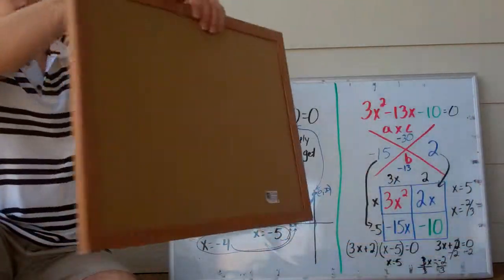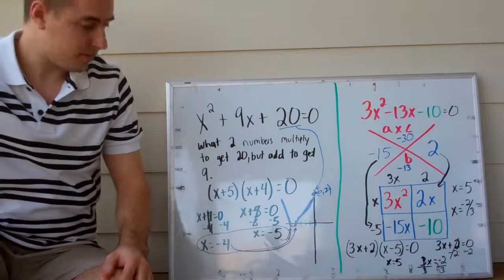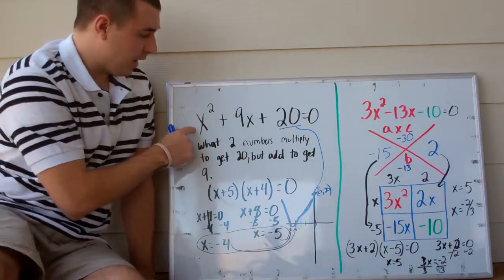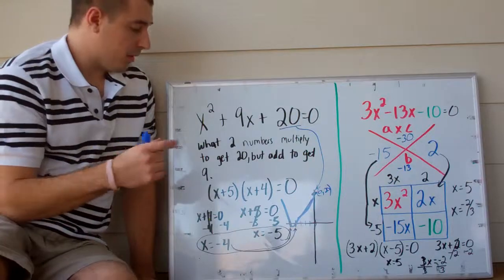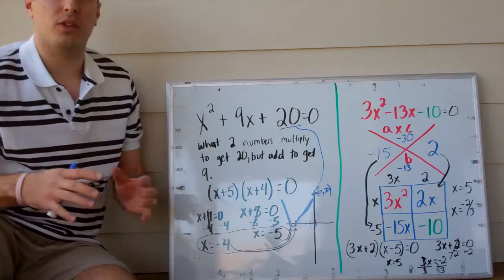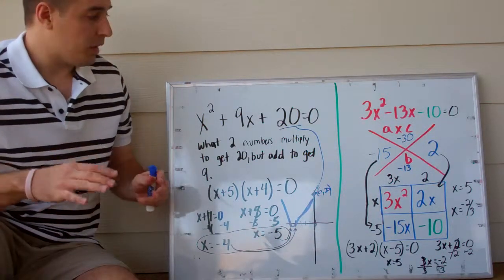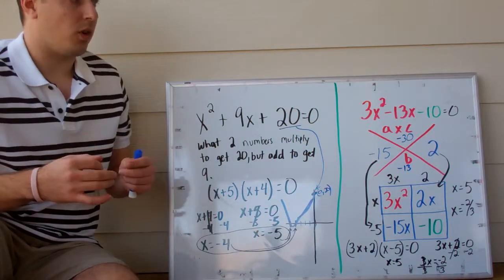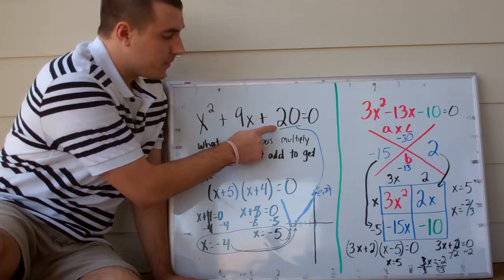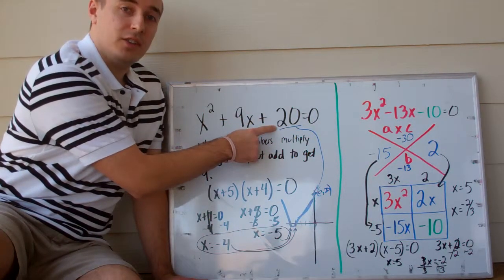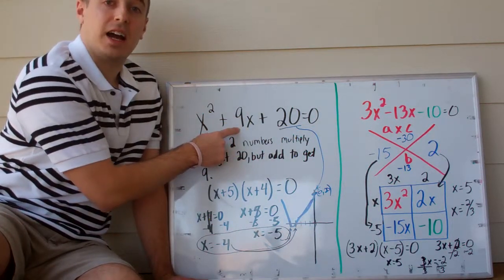So let's go ahead and take a look at an example. So right here we have x squared plus 9x plus 20. So remember, this one right here actually is one of our simplest ones. Very easy to do. We don't even need to really do much work. All we have to do is solve the riddle. The riddle, remember, says what two numbers will multiply to get 20 but add to get 9.